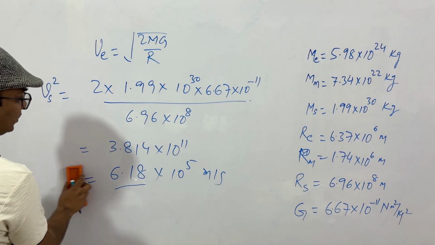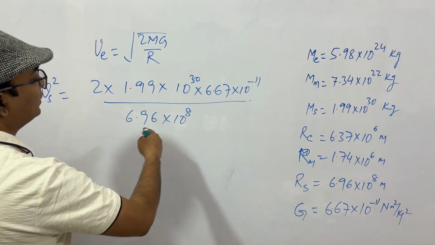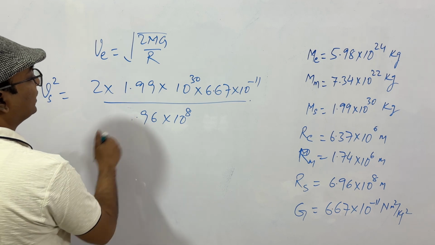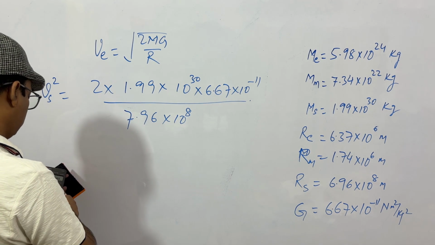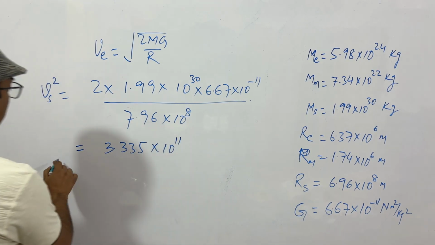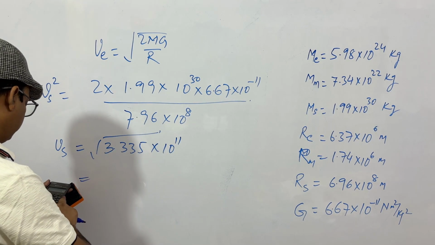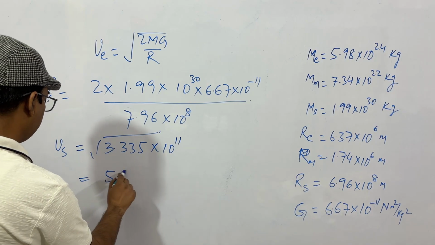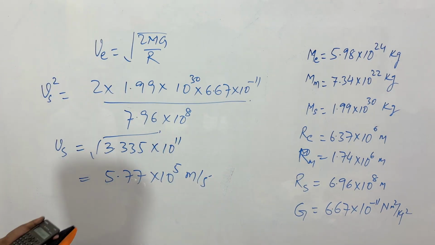Now let's do the same thing at a height of 1 into 10 to the power 6. This will become, instead of 6, it will become 7. So let's find the value. So we take a root. It will be 5.77 into 10 to the power 5 meters per second. Okay, this is the value.